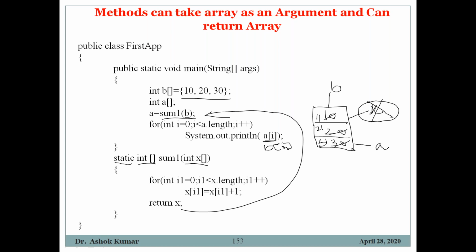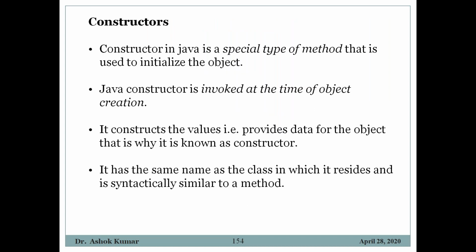So the next concept is about a special type of methods. A constructor is basically a special type of method, and these methods are used to initialize the instance variables of the object. And the second important point about constructors is these are invoked at the time of object creation. So when you create the object using the new keyword, at that time these are invoked.